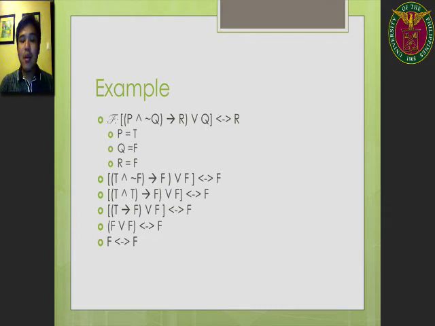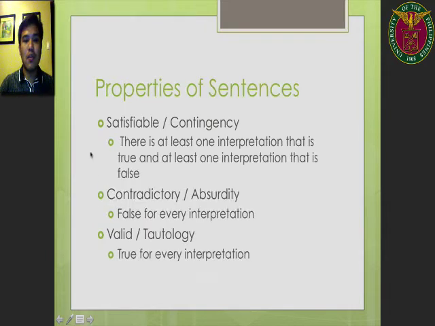And as we recall, the only time that an equivalence or an if and only if becomes true is when both values are the same. Based on the rule, false if and only if false is true because both values are the same. So this whole statement here is true based on the interpretation where P is equal to true, Q is equal to false, and R is equal to false. So now let's talk about properties of sentences.